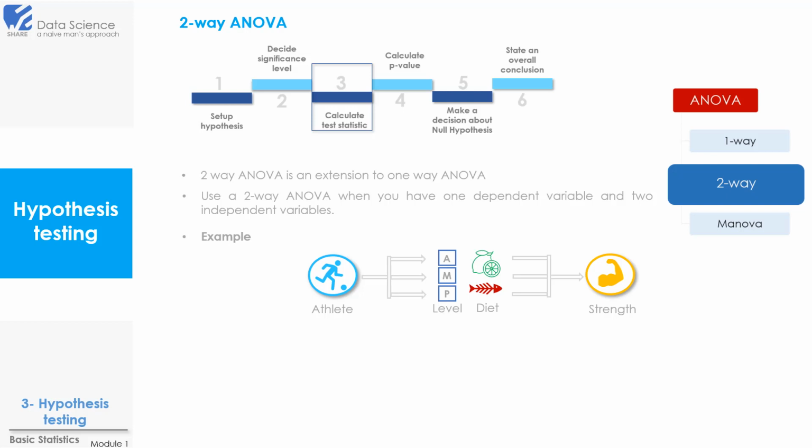The strength level is our dependent variable and we have two independent variables, that is type of athlete and their dietary habits. Again, the procedure remains the same. We will calculate the F statistic using a software package and then follow the remaining steps which are shown here at the top of the screen. So that is how you conduct two-way Anova testing.